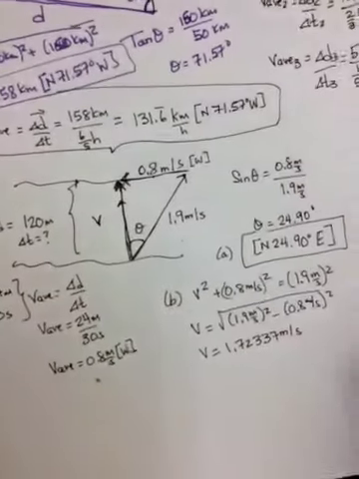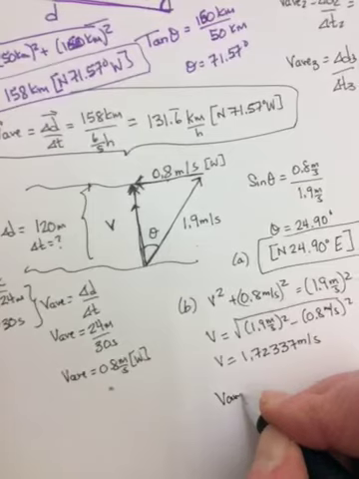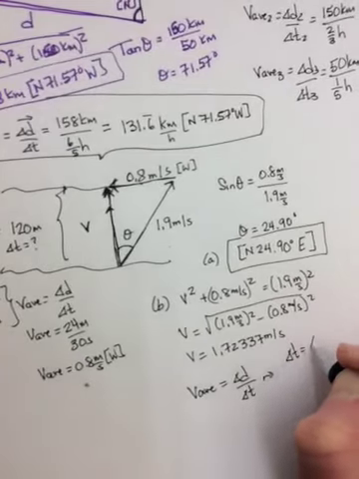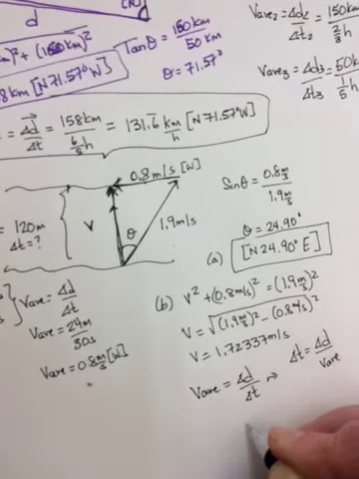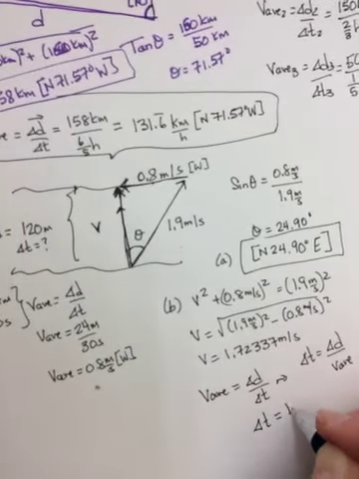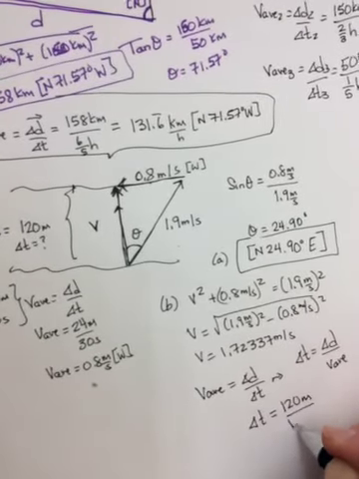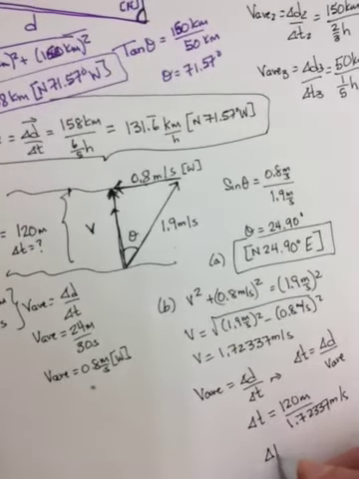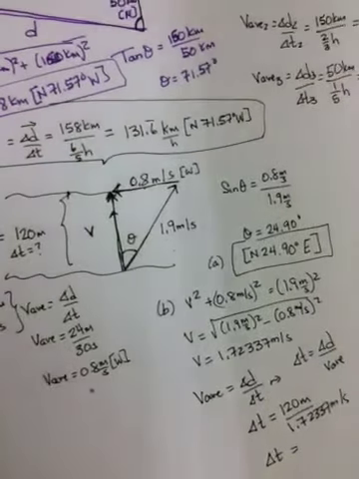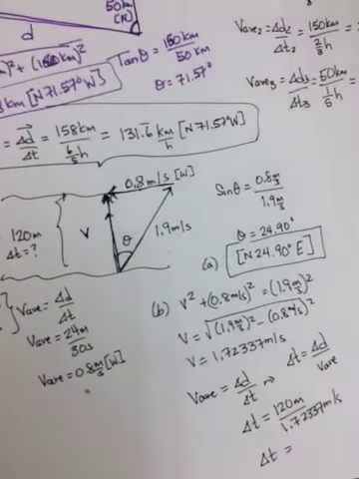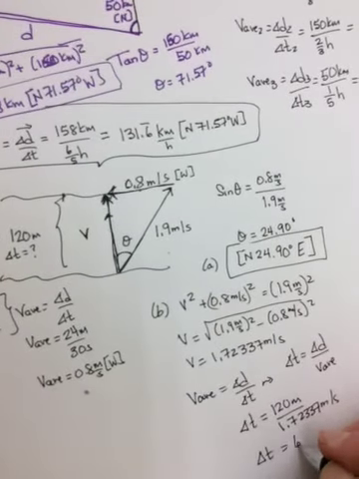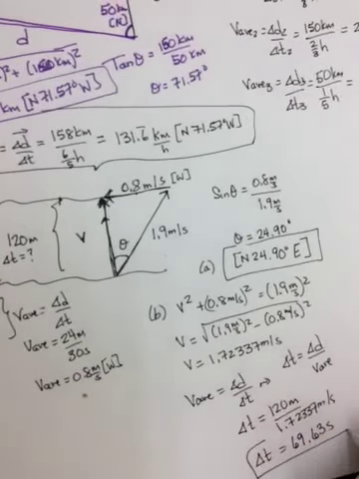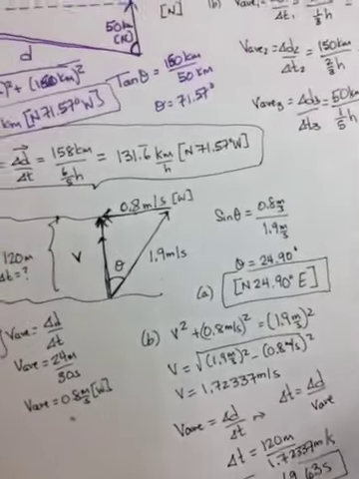So now the time will be. V average is equal to delta D over delta T. So delta T will be equal to delta D over V average. So delta T is equal to the 120 meters divided by 1.72337, etc., that you have in your calculator. So you can use the answer button if you happen to be lucky enough to have one of those. So it's 120 divided by that speed, and you get 69.63 seconds for the time. Okay, so that's number 25.